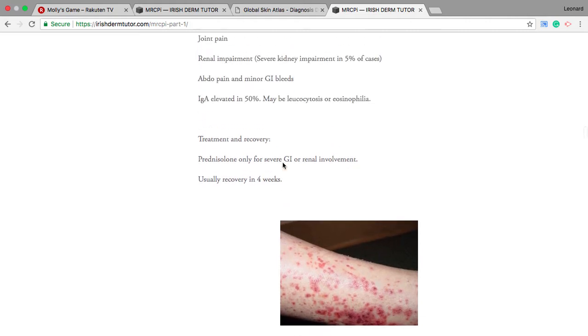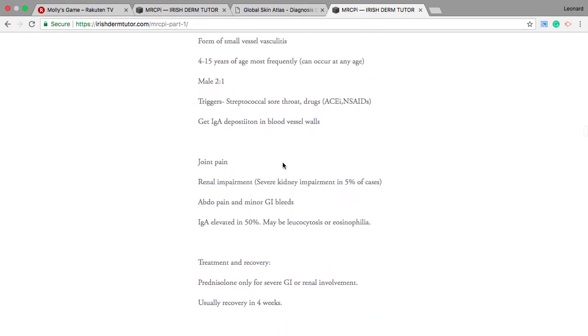Males tend to be affected more than females at about a 2-to-1 ratio, and there are a number of triggers that can cause Henoch-Schönlein purpura. So one is upper respiratory tract infections, and many patients tend to be positive for streptococcus on either throat swabs or with serology. And there are also a number of drugs that can cause it. Culprit drugs include ACE inhibitors and NSAIDs.